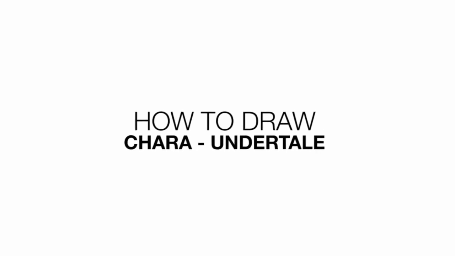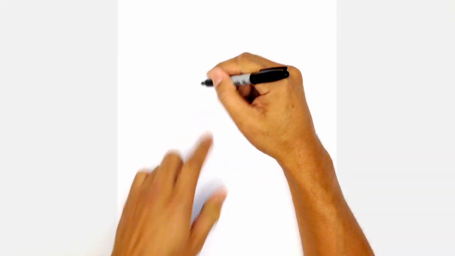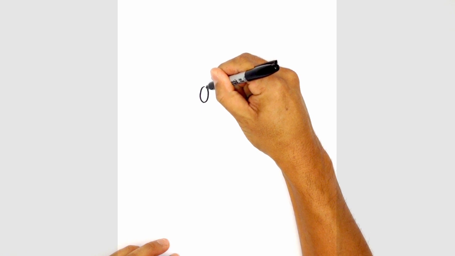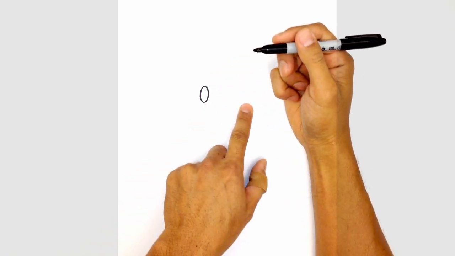Today I'll be showing you how to draw Chara from Undertale. So let's start with the eyes. We're going to start with an oval on the left side, starting from the top, come down to the bottom, and then back up to the top. Let's move over to the right side and do the exact same thing.